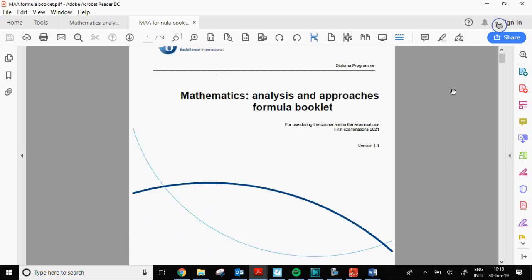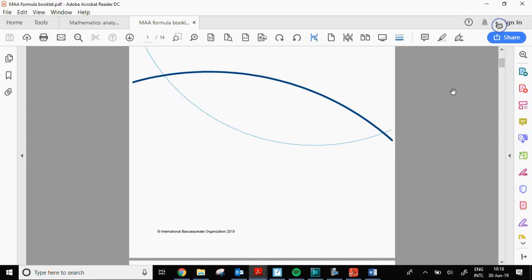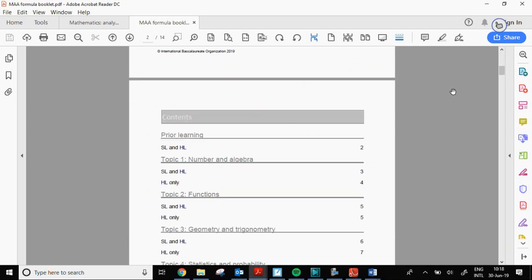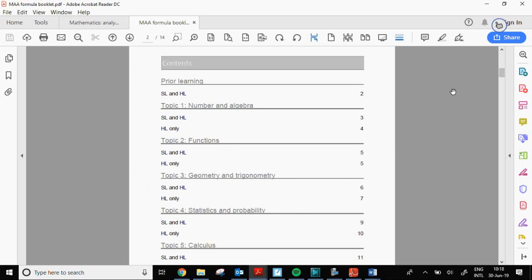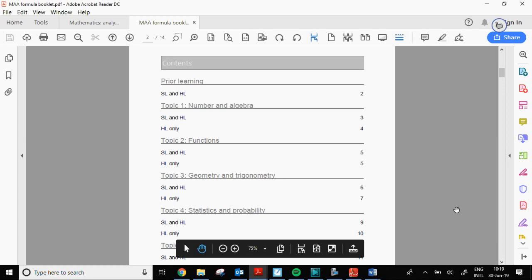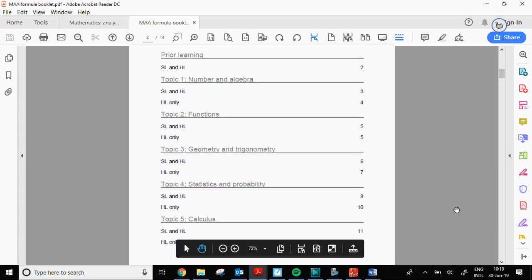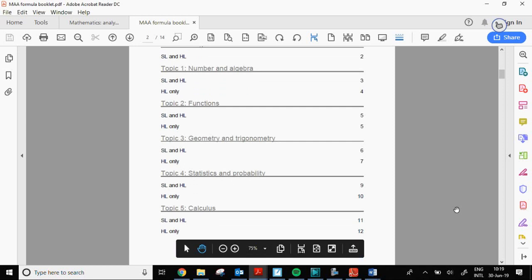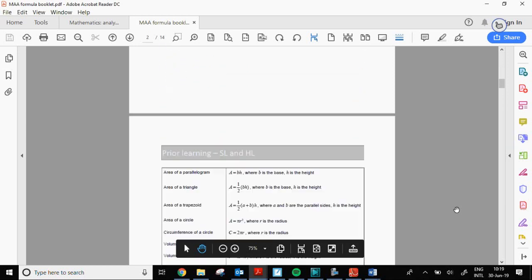Okay, as we go through the course, I will be sure to mention what formulas are in this book and which ones are not, and I'll also tell you where to find them. When I tell you where to find them, I'll tell you what topic they're in, so we can see that this is broken down into 6 sections. We've got prior learning, which is some really basic stuff, and then we have number and algebra, functions, geometry and trigonometry, which includes vectors, statistics and probability, and calculus. So I'll mention what topic the formula is in. And then after that, maybe I'll mention what page it's on, or maybe I'll give you a subheading.